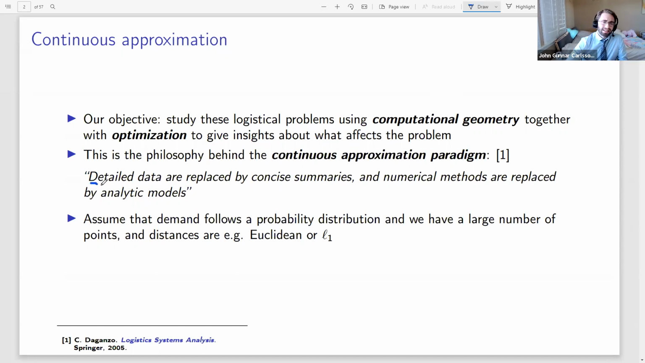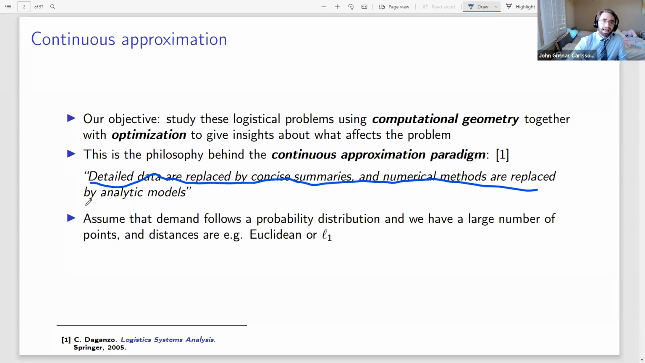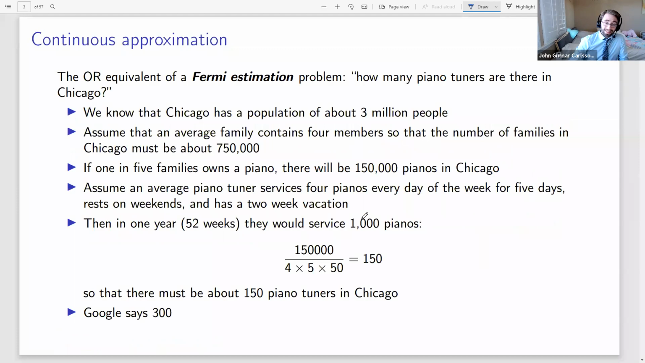And the idea is that, as the quote here says, detailed data are replaced by concise summaries, and numerical methods are replaced by analytic models. So rather than study branch and bound approaches for solving a vehicle routing problem, instead you say, well, let's pretend that my demand was distributed according to some probability distribution, and let's just study asymptotic behavior, or let's try and come up with some estimates for what the objective value of these problems looks like.